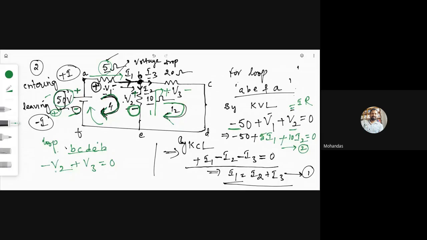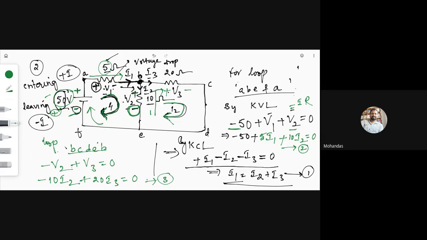Now, what is the V2 here? V2 means 10 into which current? I2. Next, 20 into which current is flowing? I3 current is flowing, which is equal to 0. Let us say this is equation number 3.